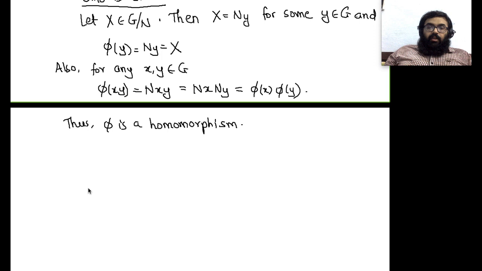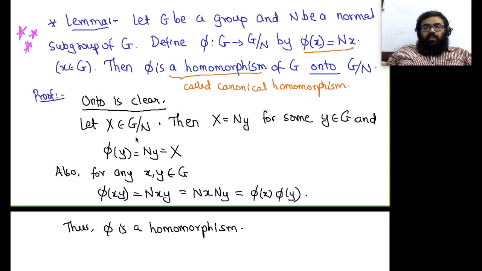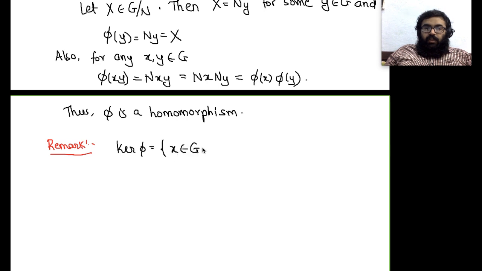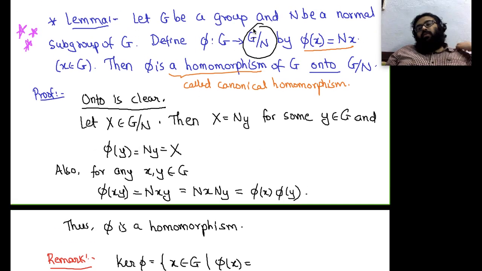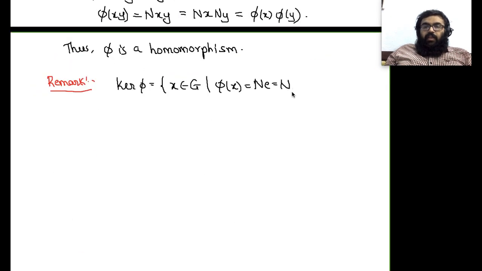Okay, and of course, what is the kernel of this? This is one additional thing which is not asked in Herstein; only this much is given. But let us write this as a remark. What is the kernel of phi? Kernel of phi is by definition all x in G such that phi of x equals the identity of G quotient N. What is the identity of G quotient N? Cosets Nx, Ny, so the identity is Ne, which is N.